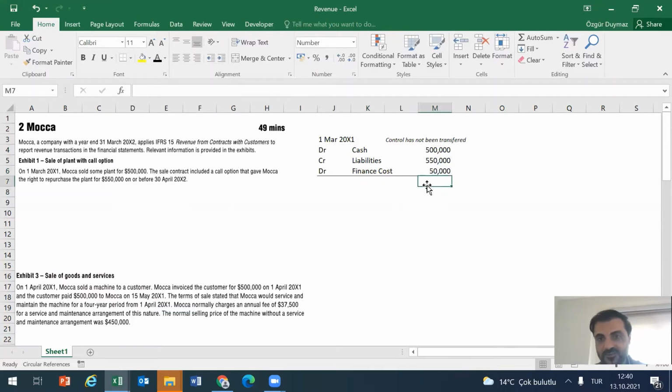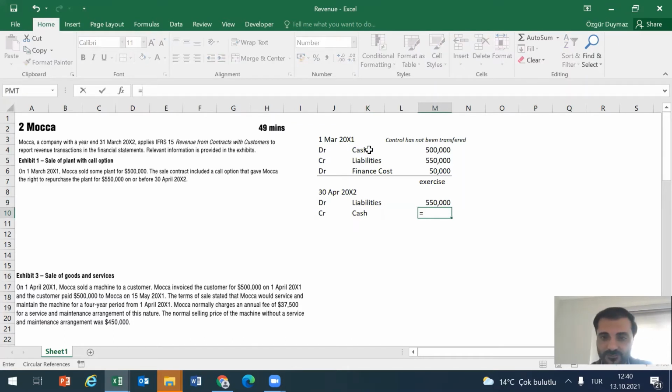If the option is exercised, it means if Mocha decided to repurchase the plant on 30 April, debit is the liability. Credit, cash, trade payables, whatever it is, because cash out should be 550.